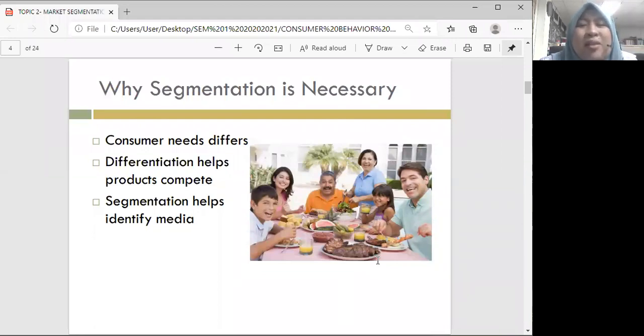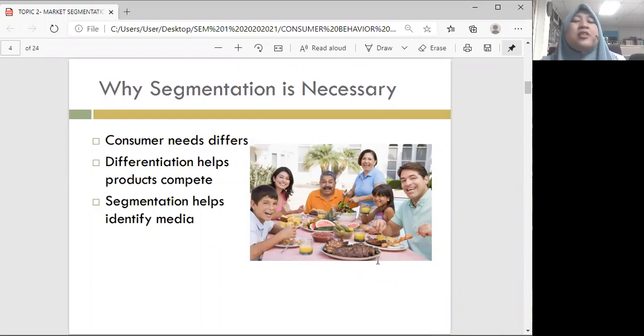If everything is the same, for example if our fingers were only one size and one shape, I believe we couldn't even eat rice with our own fingers and hand. Because why? We need fingers like this, right, in order to hold our rice and put it into our mouth. So consumer needs are different. That's why segmentation is very necessary.